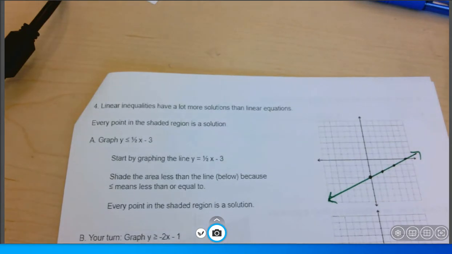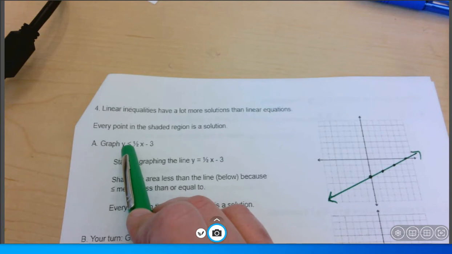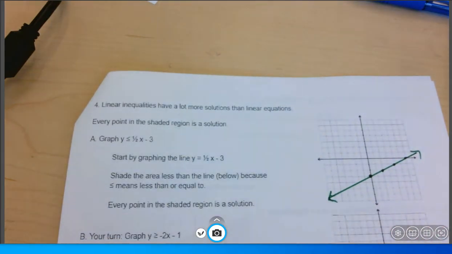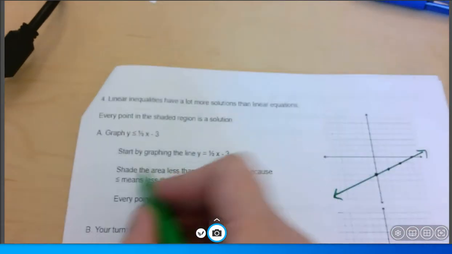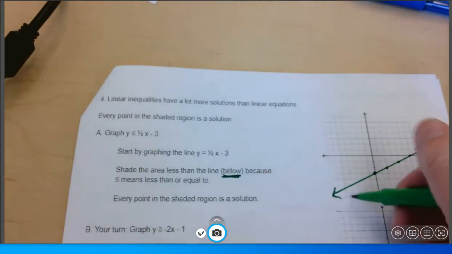Now, that's not complete because our inequality says y is less than or equal to. So you've got the line, that's the place where y is equal to. Will y be less than, above, or below? Think about your y's. Will y be less than the line if it's above the line or below the line? Less than, does that sound like above or below? Below, yeah. So it says here, shade the area less than the line, which is below.